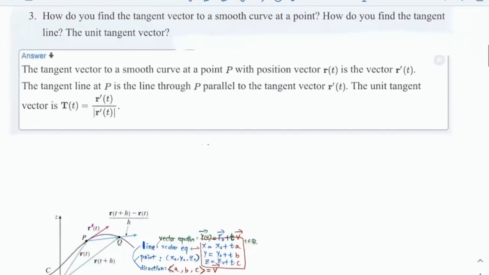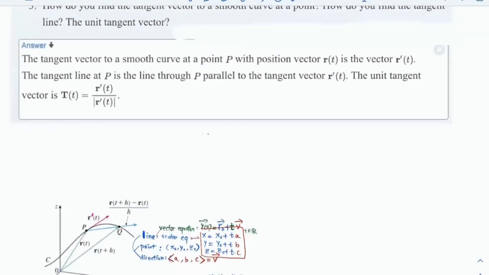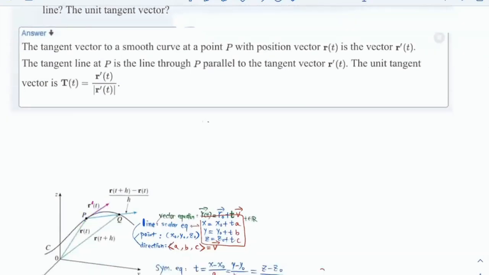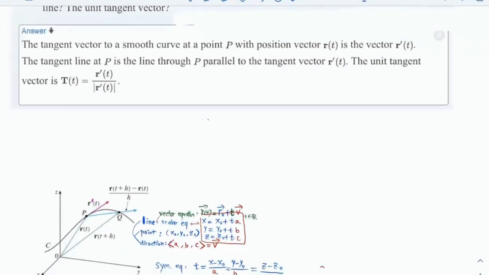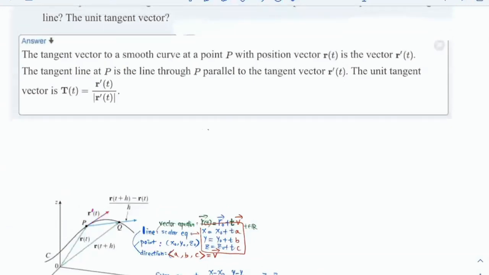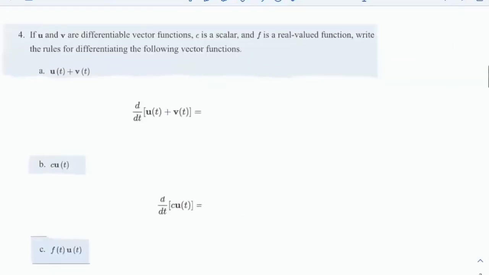So let me summarize this for you. The tangent vector to a smooth curve at this point P with position vector r(t) is r prime of t. To write the equation of this tangent line, we just need a point, which is this point P, and the direction, which is r prime of t. Once you get these two pieces of information, you're able to write the equation of the line using one of those forms right here. And to find the unit tangent vector, you just take this r prime of t divided by the magnitude of it. That's the unit tangent. Got it? Okay. Number four.